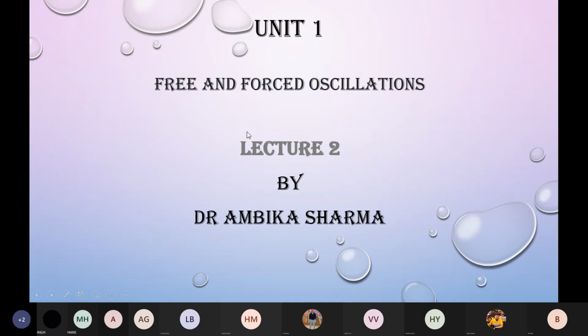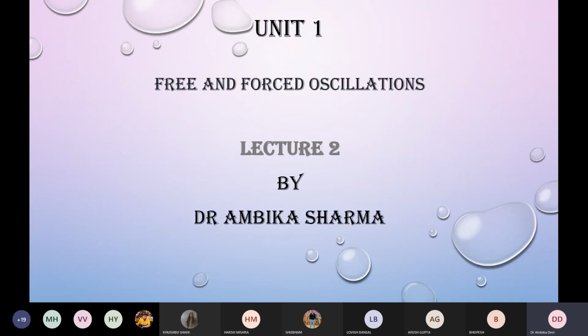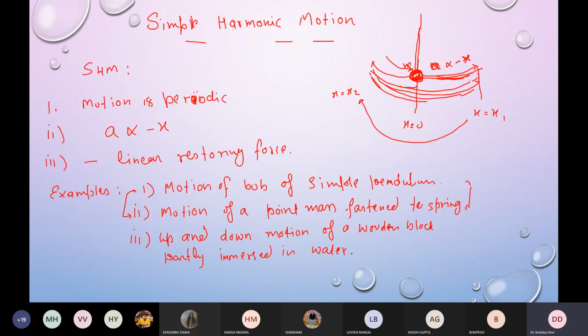So students, in the last lecture, we started with the first unit of your syllabus, which is free and forced oscillations. We talked about the kinds of motion that we come across in our daily life, that is translational motion, rotational motion. Then we talked about the vibrational motion. Then starting with the vibrational motion, we also talked about the periodic motion, and then we started with the simple harmonic motion, right?